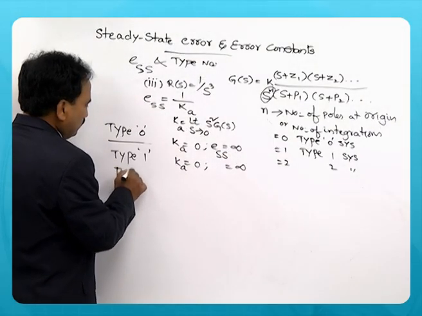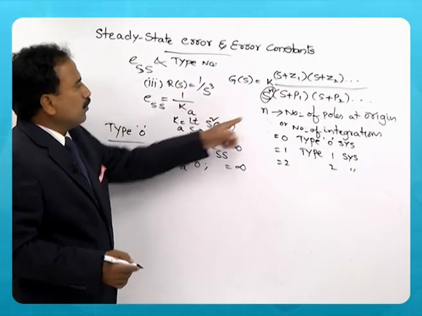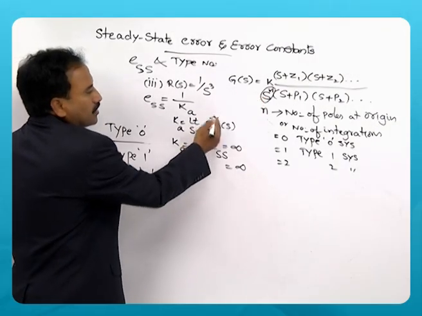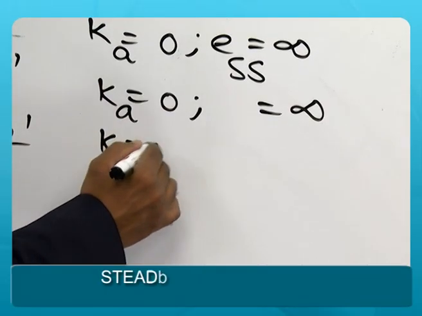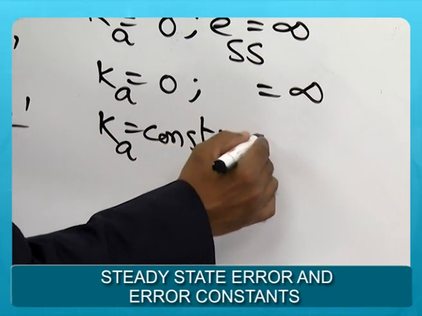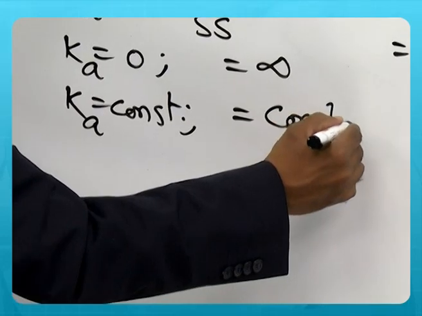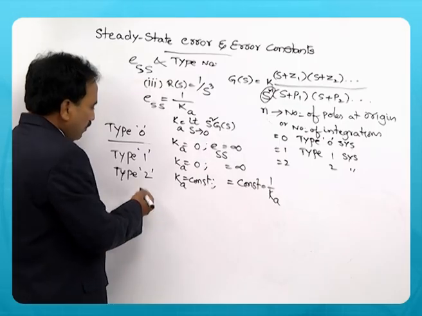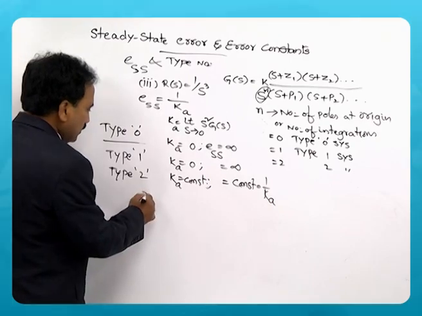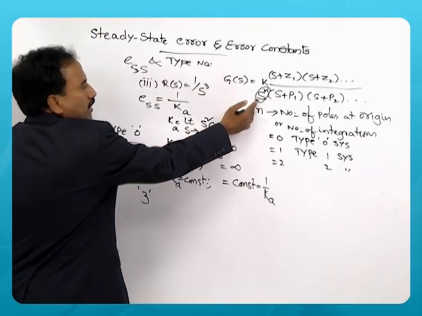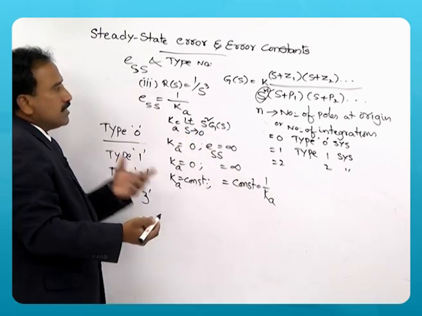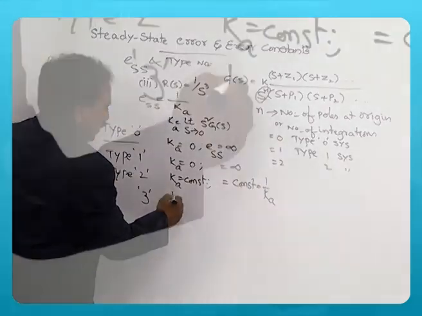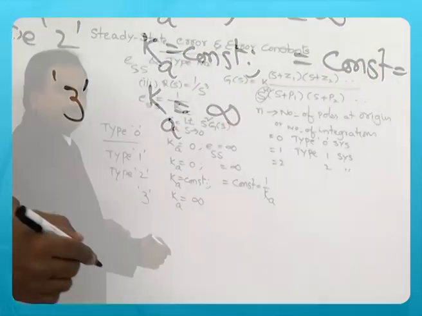If it is a type 2 system, means 2 poles at origin will cancel out this S square term. So, Ka will be now constant. So, the steady state error also will be constant because it is 1 by Ka. Now, beyond type 2, if it is type 3 system, then there will be S cube in the denominator, S square in the numerator. So, one S appears in the denominator. So, the Ka will be infinite and the steady state error will be 0.